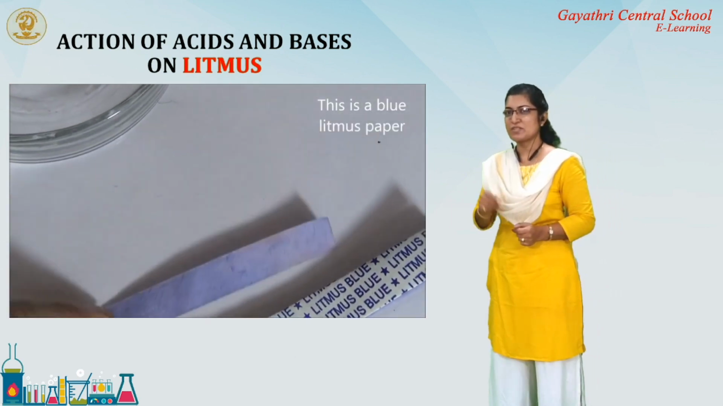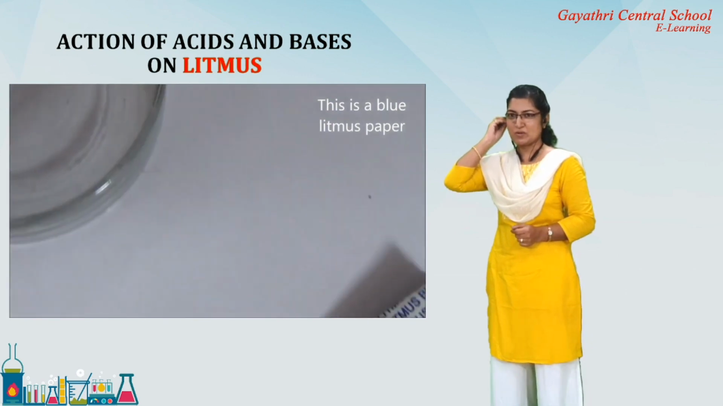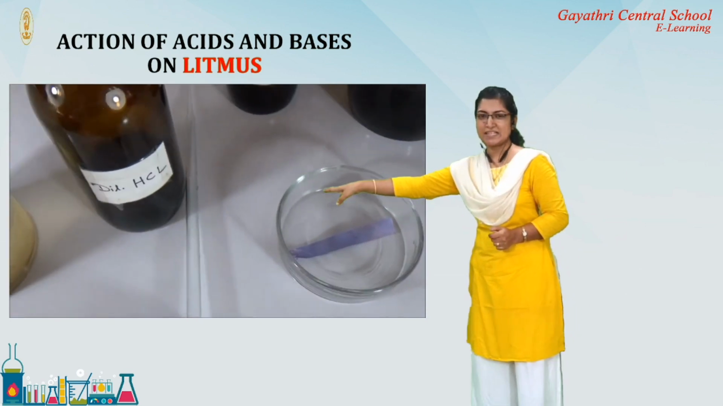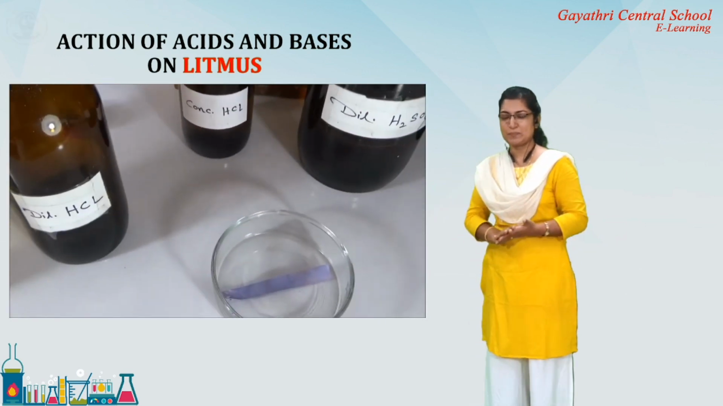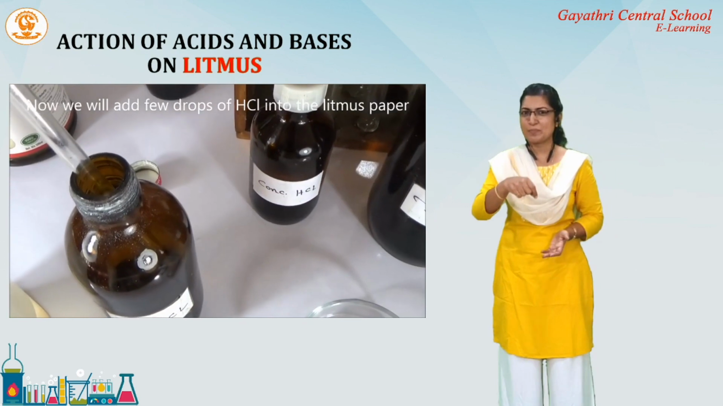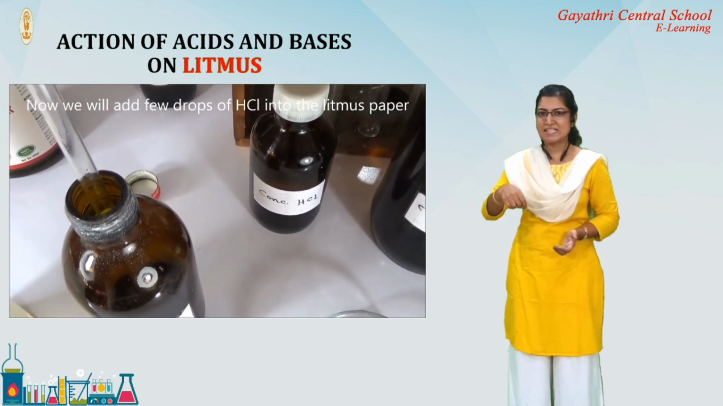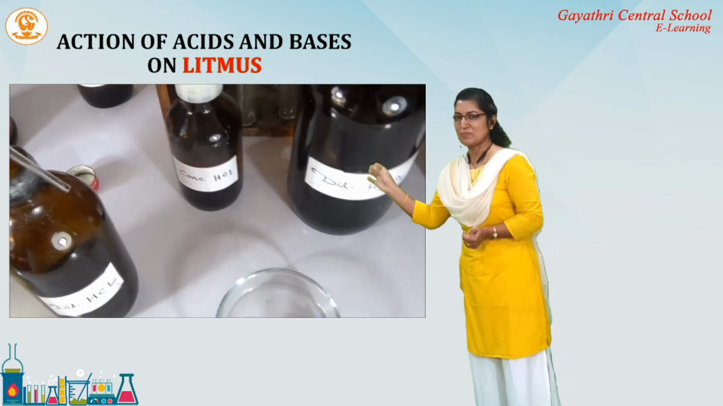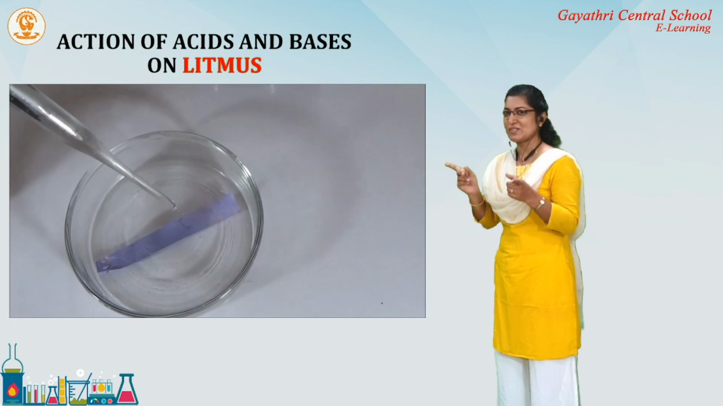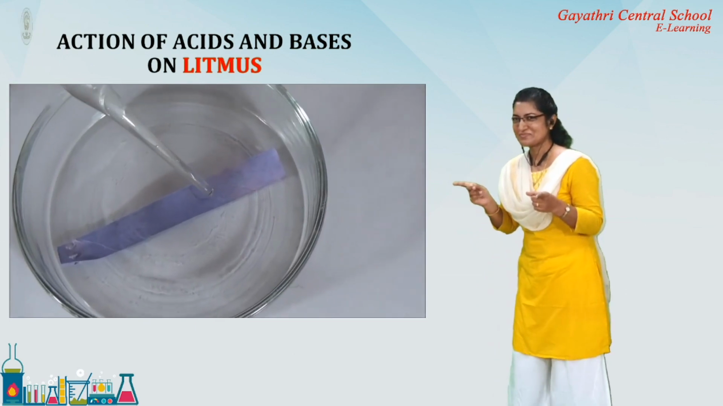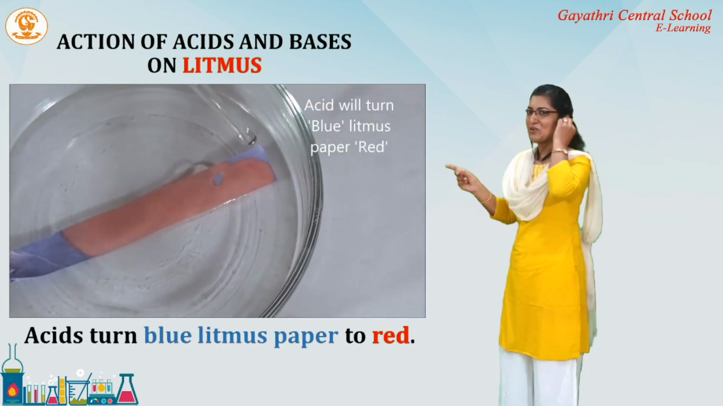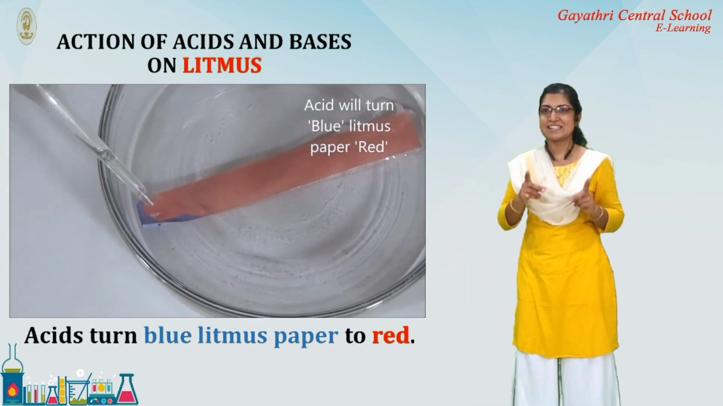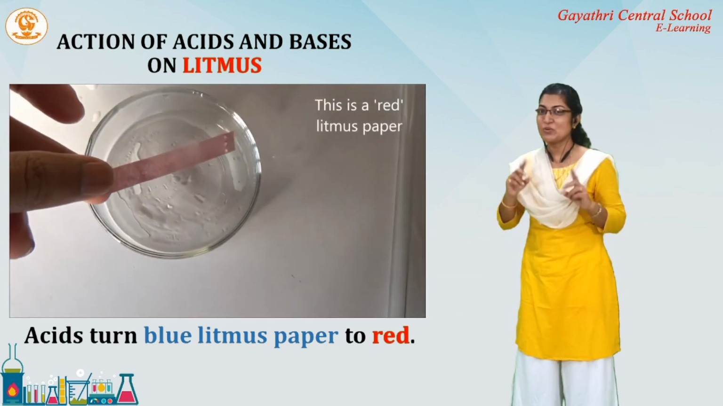So first we are going to take the blue litmus paper. Blue litmus paper is taken, then it is placed on a petri dish or a white tile. Then with the help of a dropper, you take a few drops of acid and pour them on the blue litmus paper. What color change do you observe there? Red. Yes, it turns red. So acids turn blue litmus to red.